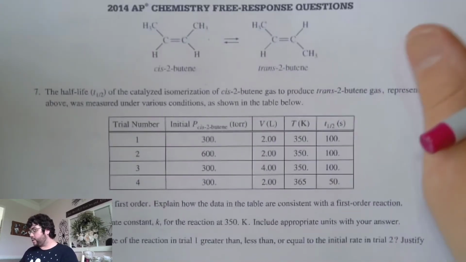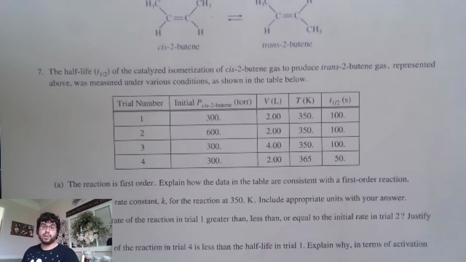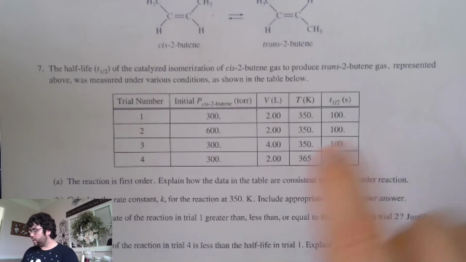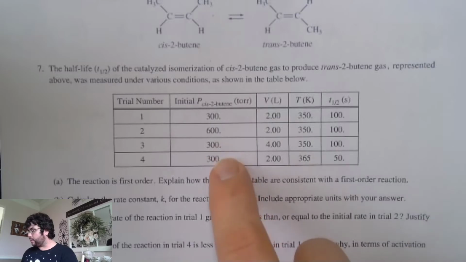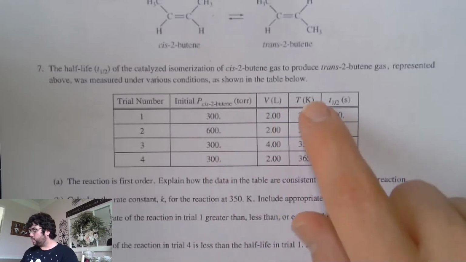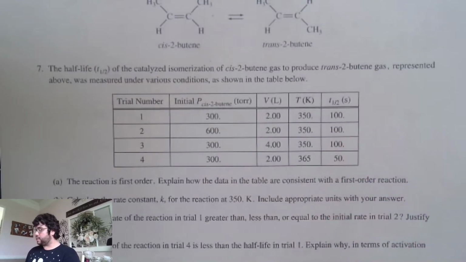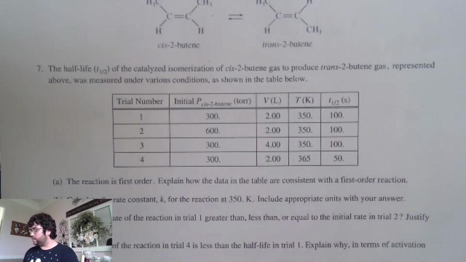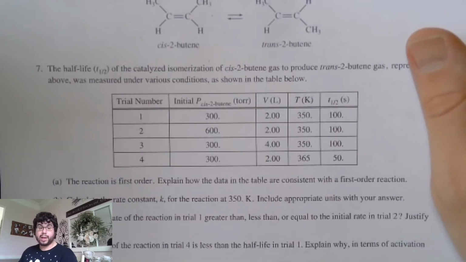And we're given a lot of information here. Number 7, the half-life of the catalyzed isomerization of cis-2-butene gas to produce trans-2-butene gas, represented above, was measured under various conditions as shown in the table below. We've got trial numbers 1 through 4. We've got the initial partial pressure of butene, the volume, the temperature, and the half-life. The half-life has actually been measured. And they say the reaction is first order. Explain how the data in the table are consistent with a first order reaction.